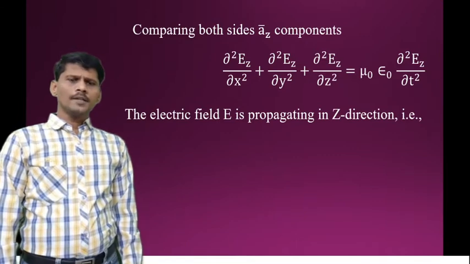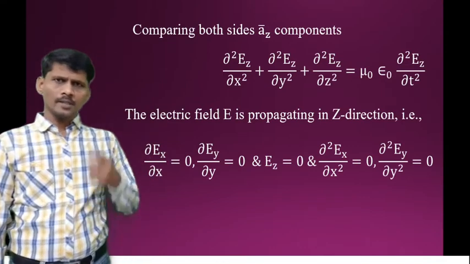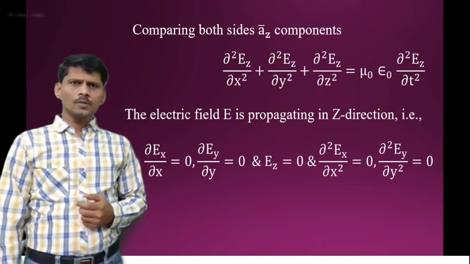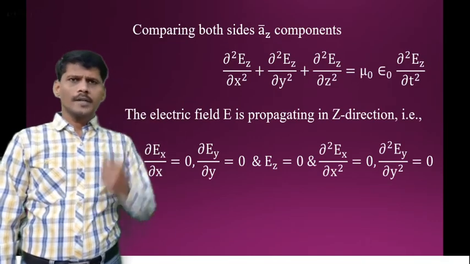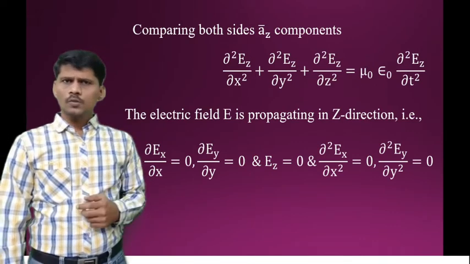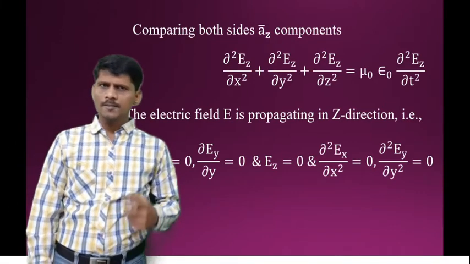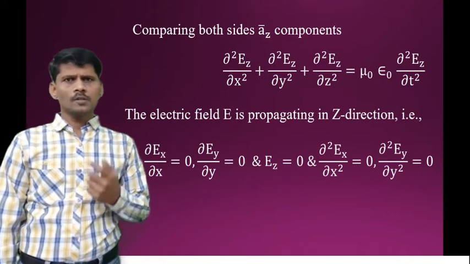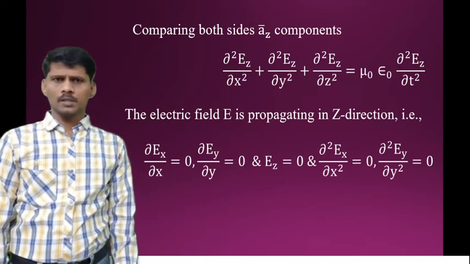The electric field intensity is propagating in the z direction. So for a uniform plane wave propagating in the z direction, the conditions are dou Ex by dou x is equal to 0 and dou Ex by dou y is equal to 0, and there is no field component along the direction of propagation, that is, the Ez field component is 0. Dou Ex by dou x equal to 0 is the first derivative, and the second derivative is also 0, that is, dou square Ex by dou x square and dou square Ey by dou y square are also 0. So we apply the uniform plane wave conditions to the above three equations.